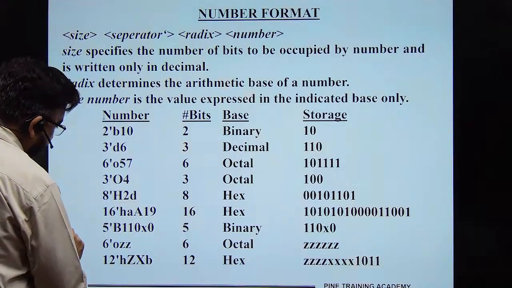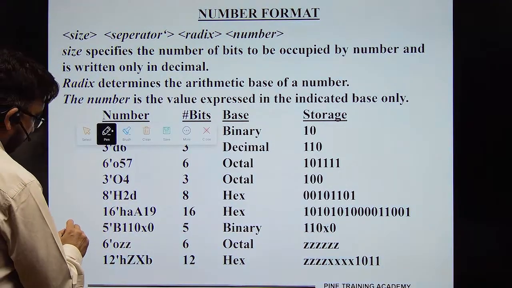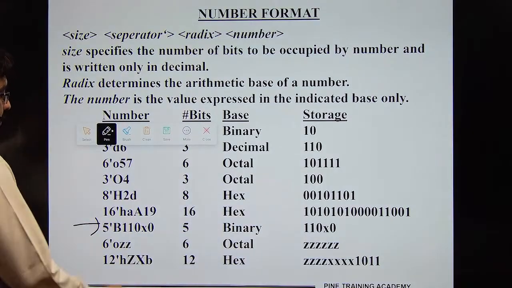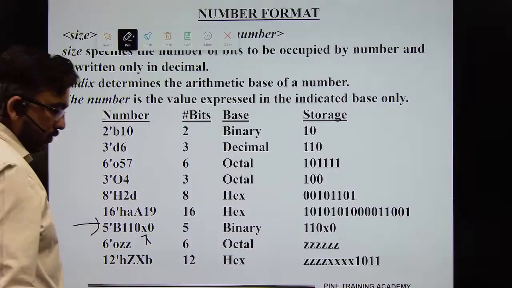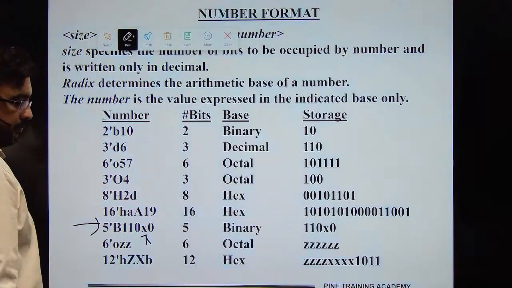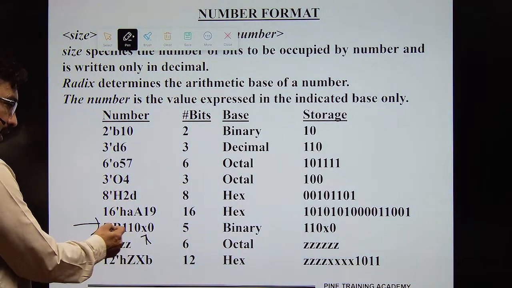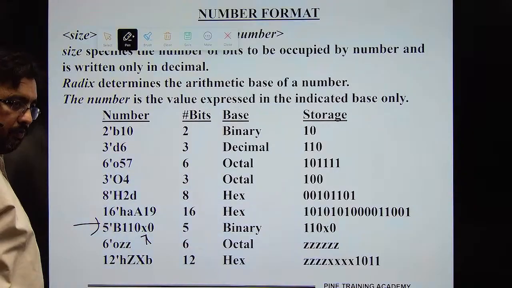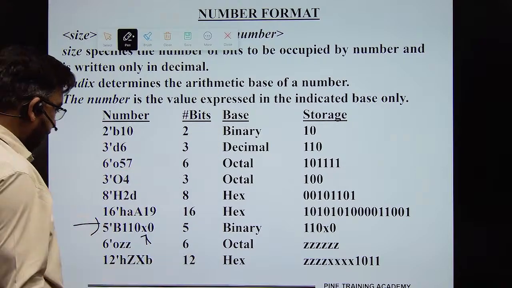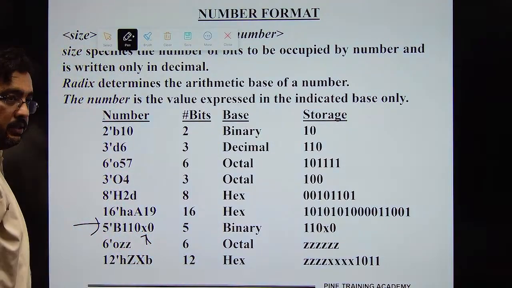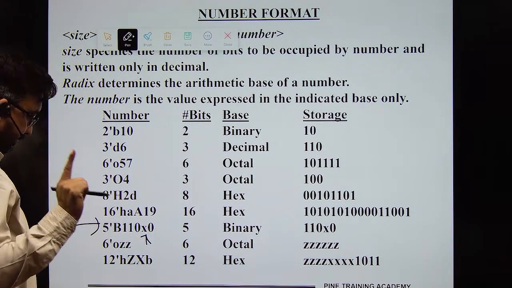Now 5 tick B1100X. So you are confused with this, right? X is also considered one position. The whole output will be unknown only, right? Depending on the operation or logic. But yes, X will be considered as one element.